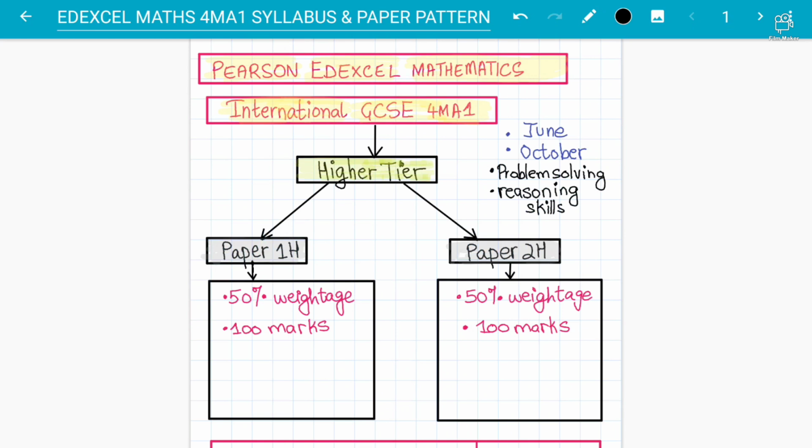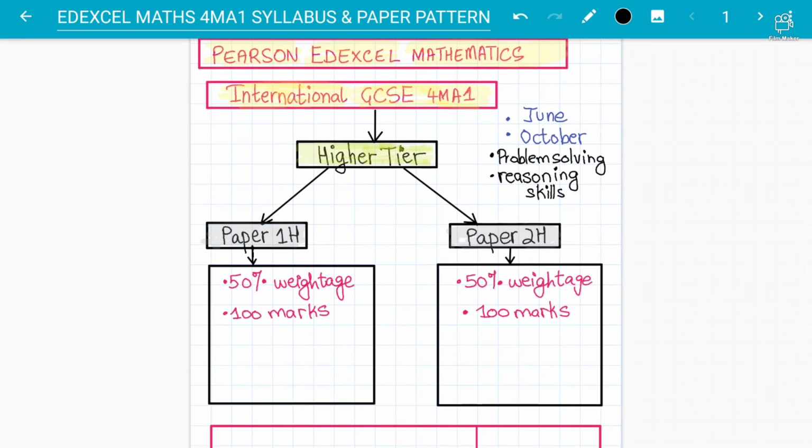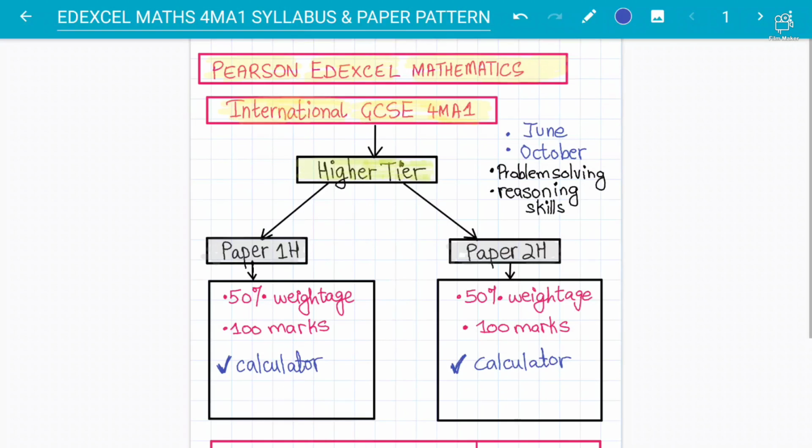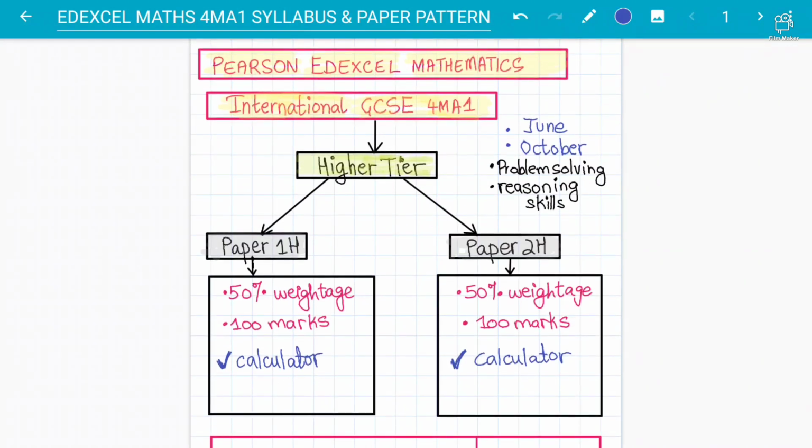One more important point that we forgot to mention was about the calculator. A calculator is allowed in both the papers, okay students. So that's a sign of relief for the Edexcel students, that a calculator is allowed in both papers, whether it's paper 1 or paper 2. Any other questions or points that I might have missed, you can ask in the comment section as well to get a better understanding.